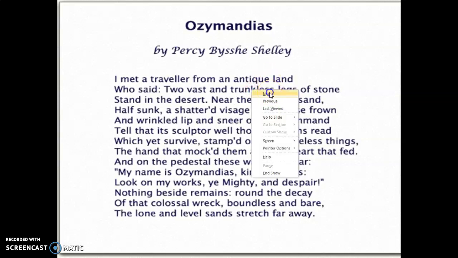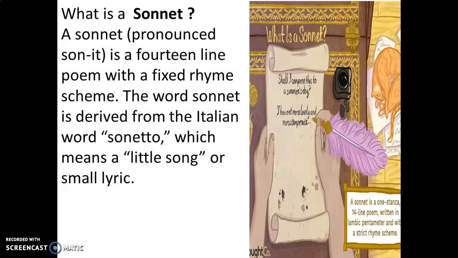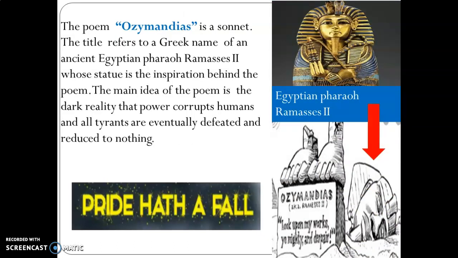Now, this poem is a sonnet. And what is a sonnet? A sonnet is a 14-line poem with a fixed rhyme scheme. The word sonnet is derived from the Italian word sonetto, which means a little song or a small lyric. About the poem: Ozymandias is a sonnet.